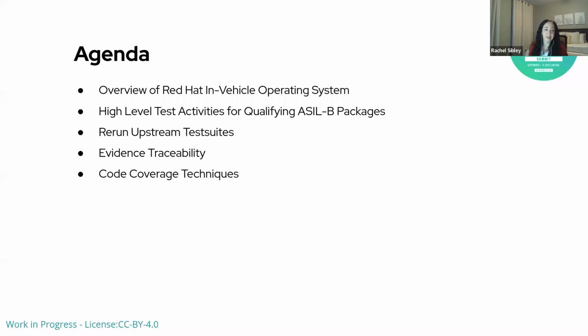So today, I want to cover a brief overview of what is Red Hat in-vehicle operating system, high-level test activities for qualifying ASIL-B packages, how we're rerunning upstream test suites here at Red Hat and in Rivos, the evidence traceability, trying to tie together requirements to executed runs, and code coverage techniques.